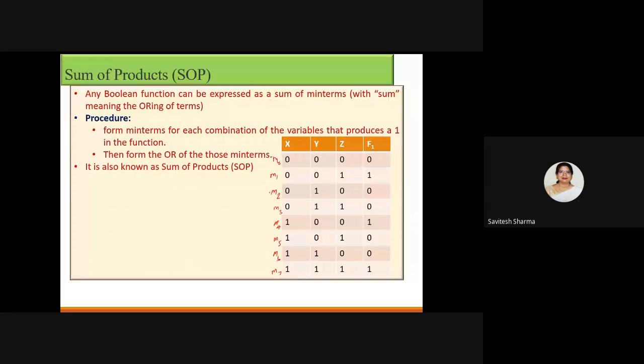But while writing the expression of the function, what will you do? This is my function f1, and I want to write a sum of products. So what will I do? I will identify those combinations for which it is producing 1. So you just see how many ones are there. I am observing only 1, concentrating only on 1. So here f1 is 1 for this, here f1 is 1 for this, and here f1 is 1 for this.